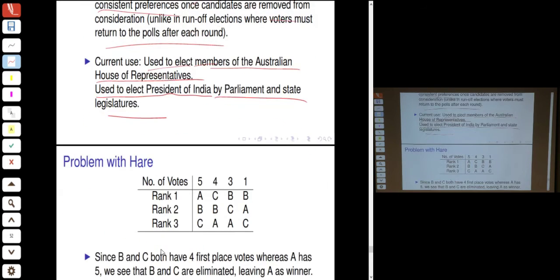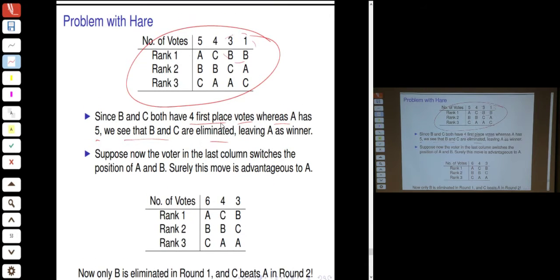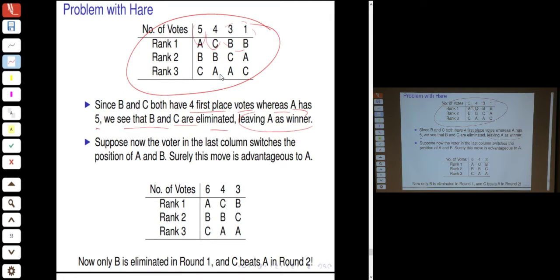Okay. So here is some more on the problem with the Hayes method. Here is a voting profile with 3 candidates, A, B, and C. B and C have 4 first place votes, whereas A has 5. So B and C are eliminated, leaving A as winner. Okay, plain and simple application of Hayes method.